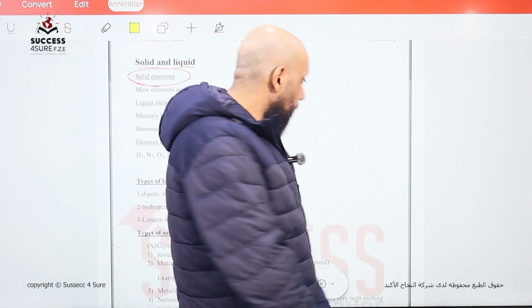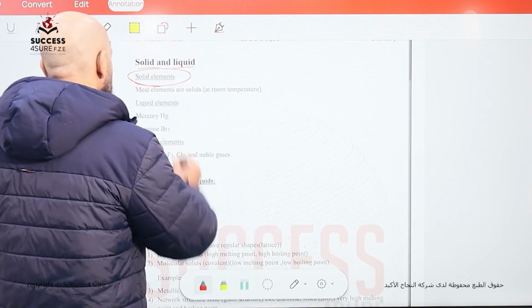Hello everyone. Today we're going to start our new chapter, which is talking about the states of matter. We actually have three states of matter: solid, liquid, and gas. In this chapter, we're going to talk about the solid and liquid only. In the next chapter, we're going to talk about gas. Today, let's start by talking about the solid and liquid.